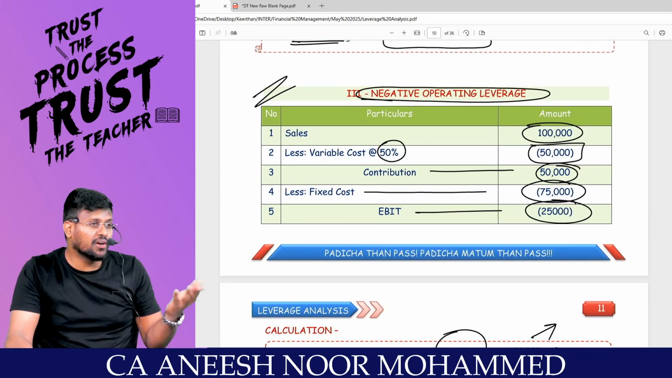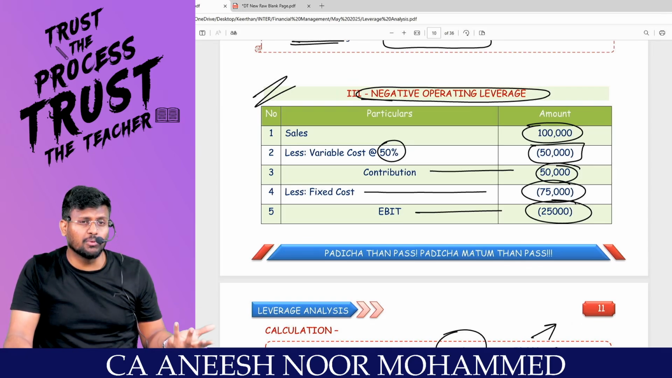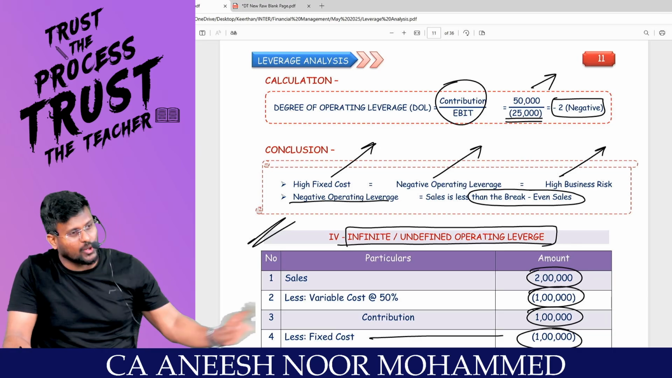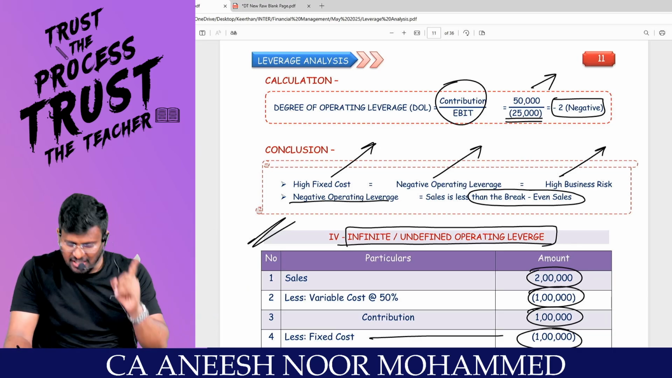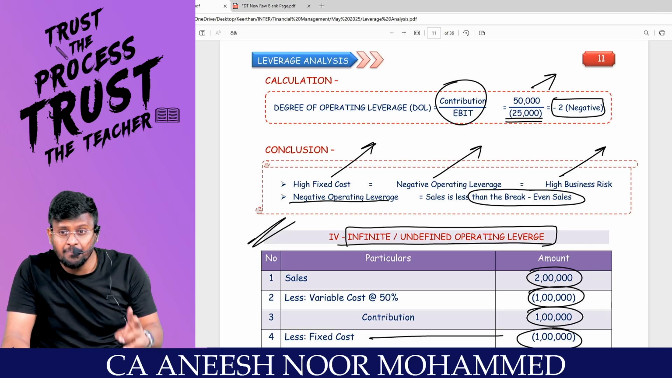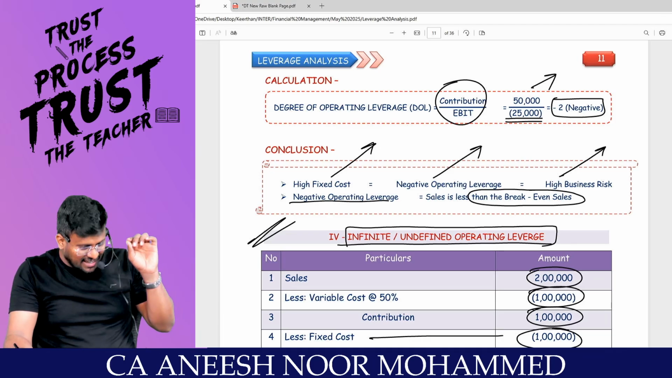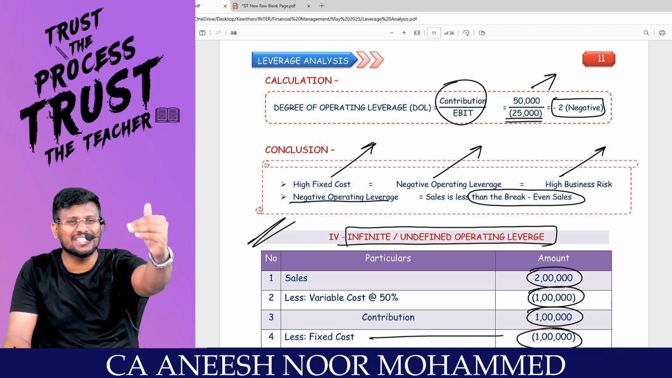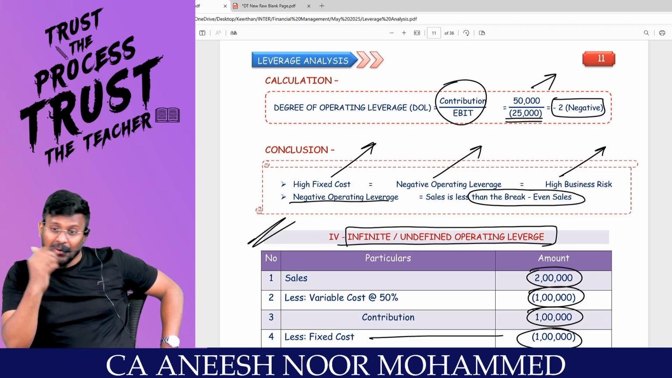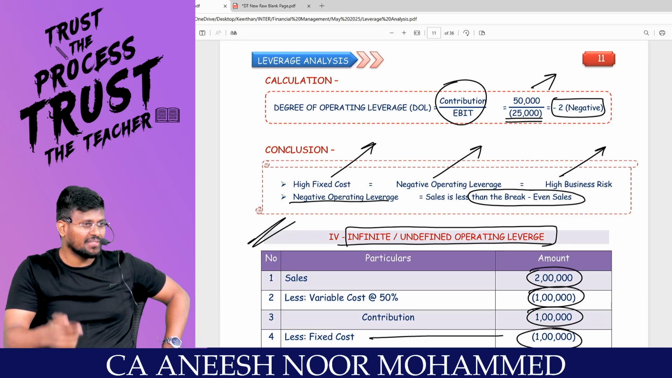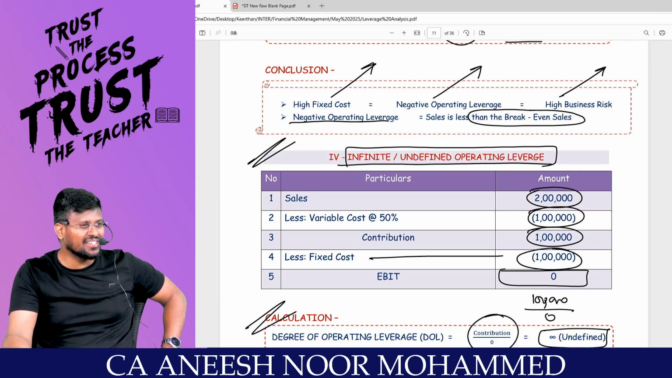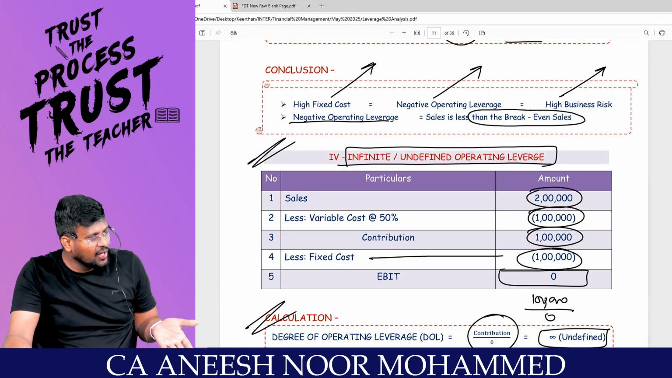Comfortable? Someone is coming and crying, saying that I don't have positive leverage, I am having negative leverage. If that is the case, you are having high fixed cost, that is why you are having negative operating leverage. Because of that, you are having high business risk. Sir, the negative operating leverage shows that your sales are less than the break-even point. You have not even touched the break-even point. But that guy is having margin of safety, but this guy does not have the margin of safety. Comfortable? Yes, sir.